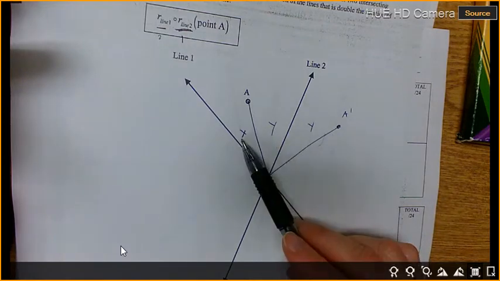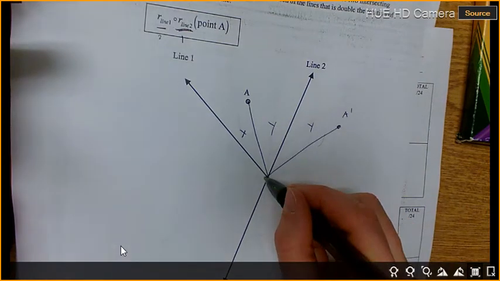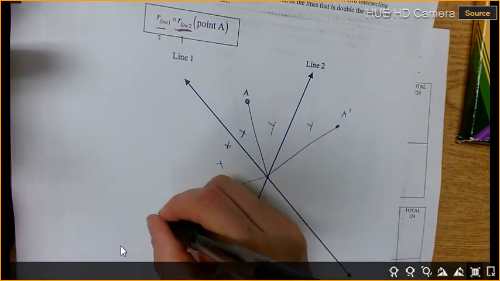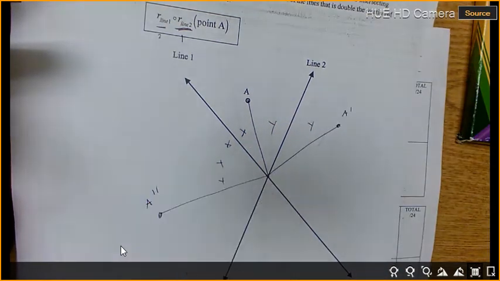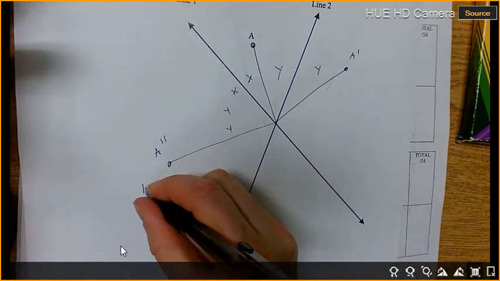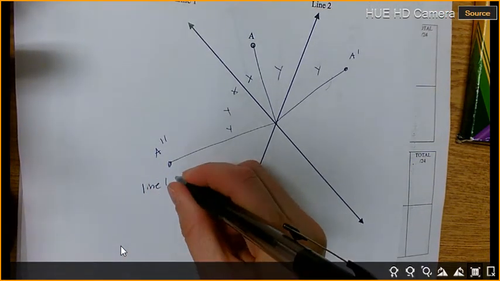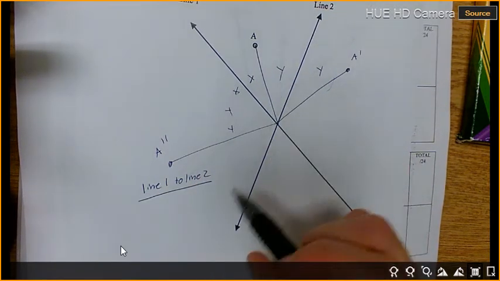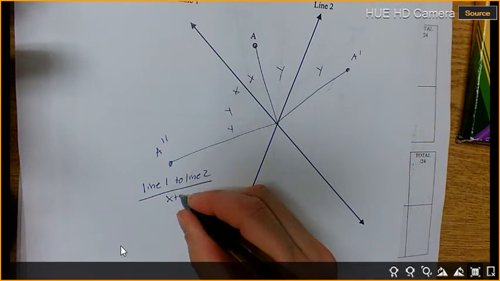So this is X, Y, Y. On the other side, we should get X, Y, Y. There's my A double image. And then on your work tomorrow, it'll say line 1 to line 2. You've got to write it in for your homework. The distance is X plus Y degrees.